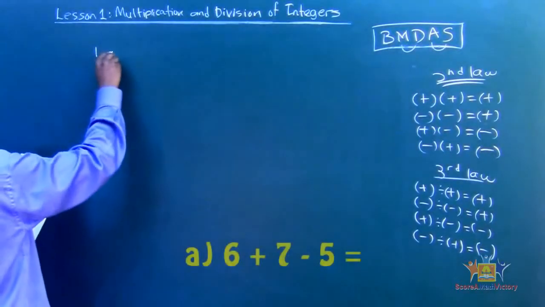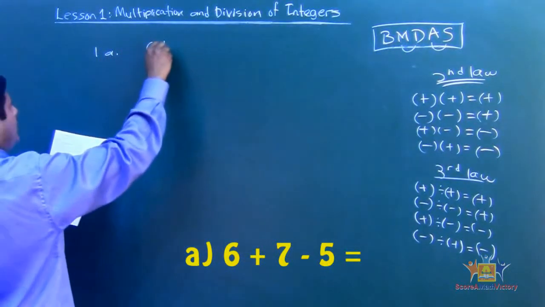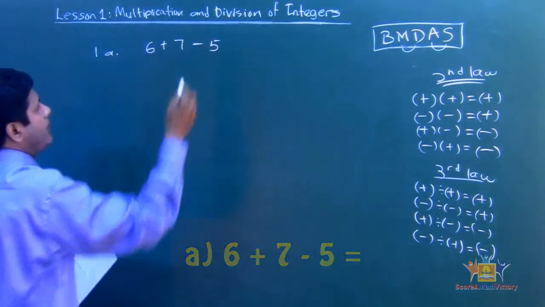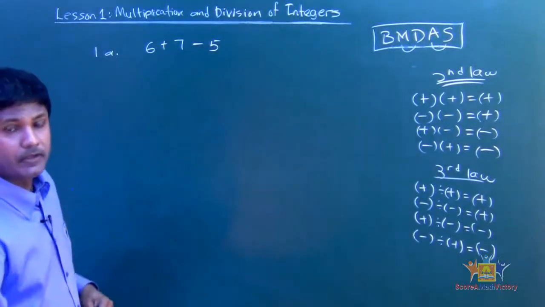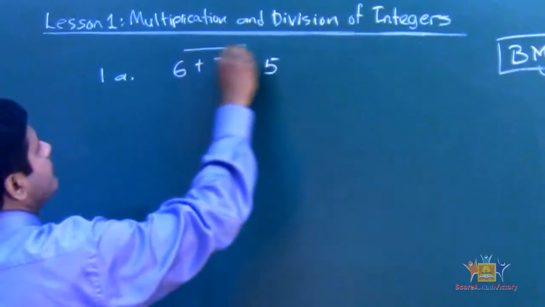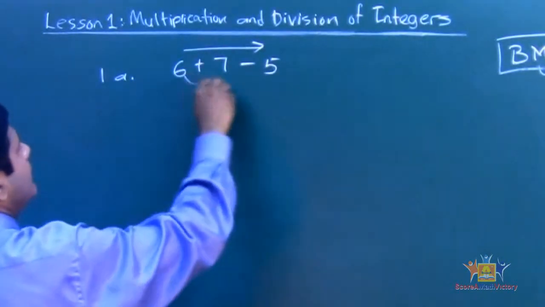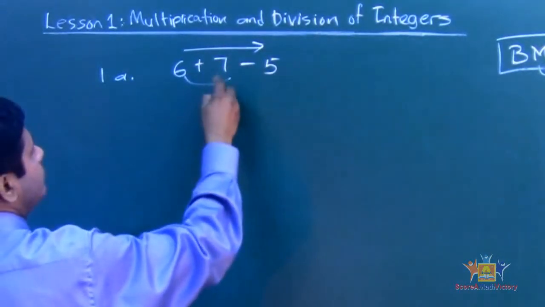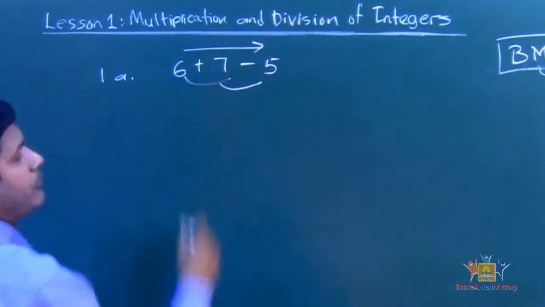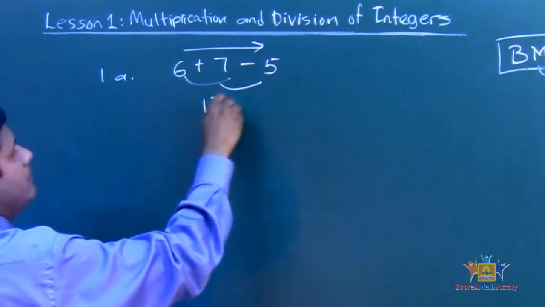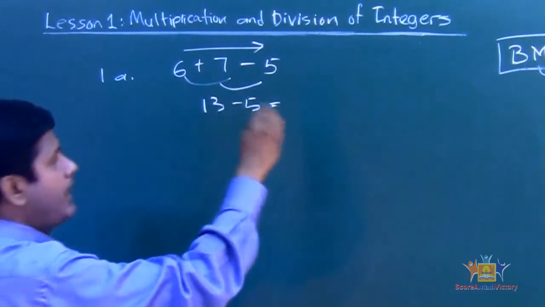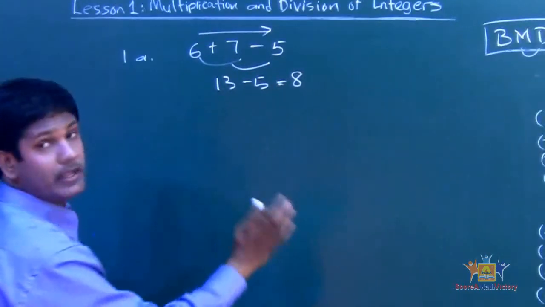1A, you're given 6 plus 7 minus 5. Now you got addition and subtraction in one problem. And what method we use? Left to right. Okay, we're going to use the left to right method. So we're going to use the pairing method. So we're going to pair the 6 with 7 and then we're going to subtract that with 5. So 6 plus 7 is 13 minus 5 is 8. Very good. Okay, so pretty easy, isn't it?